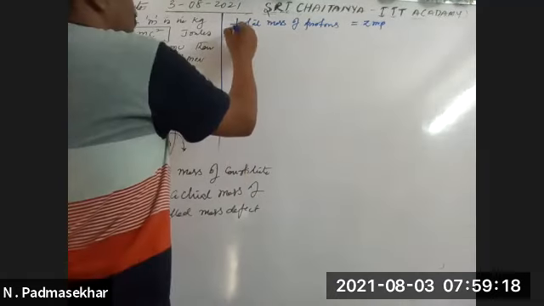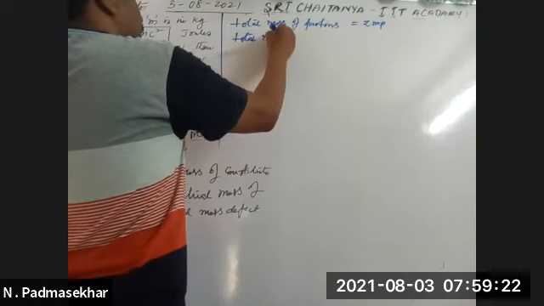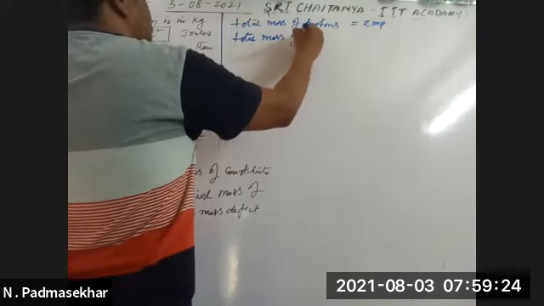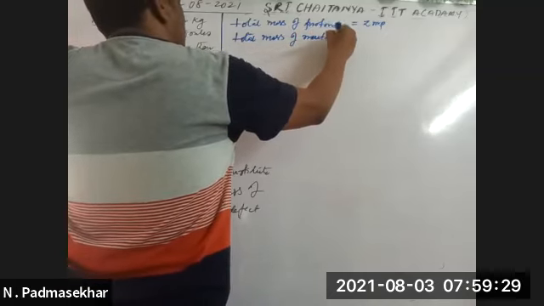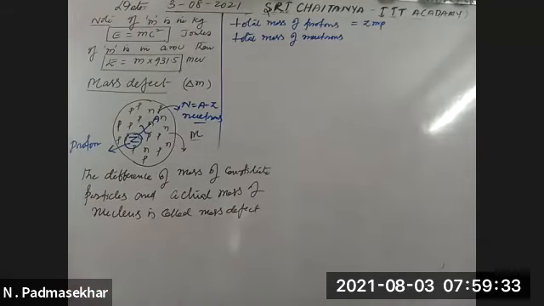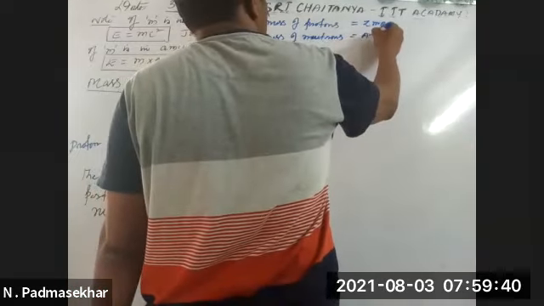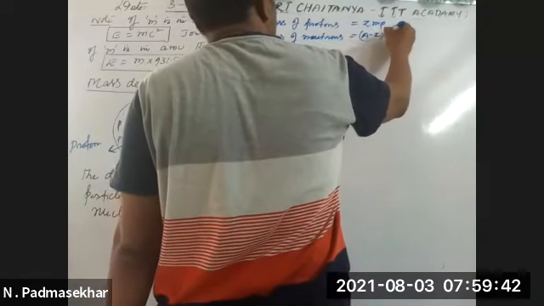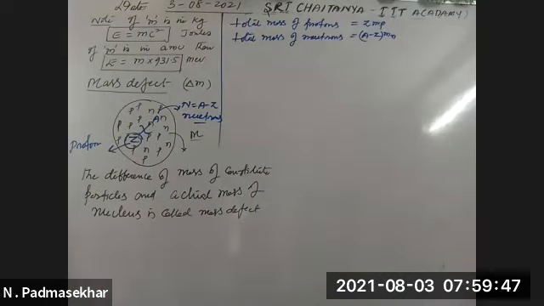So total mass of neutrons. Total mass of neutrons is equal to, what is it? A minus Z into Mn. A minus Z into Mn. That is the total mass of the neutrons.